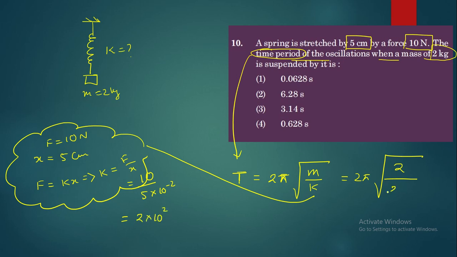So this is 2 into 10 power 2. So 2 pi and 2 will be cancelled and this will be 1 by 10. 2 pi is 2 into 3.14, the value of pi, and the answer will come out to be 0.628. So option 4 is the correct one. Let's move on.